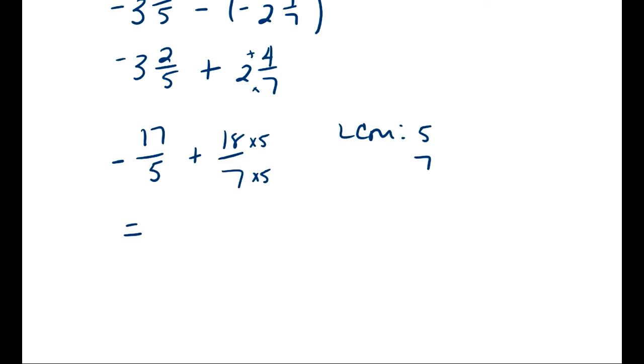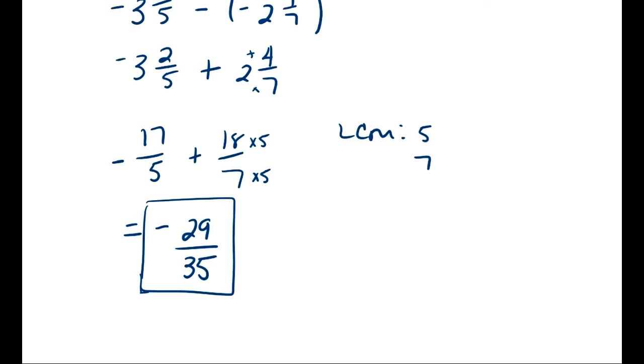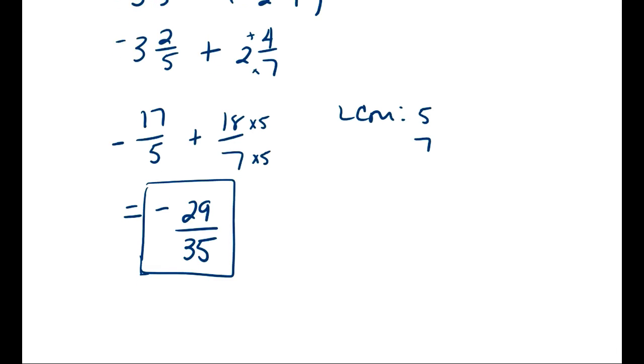Okay, hopefully you guys have been able to work all of this out and you'll get your final answer of negative 29/35. That was kind of a big one, so hopefully that's what you guys got. Okay, that is section 5.7.